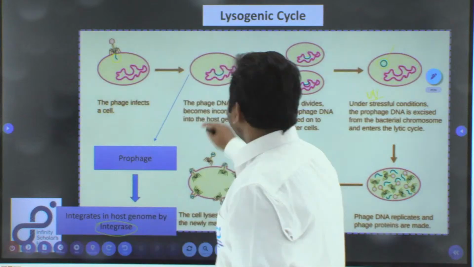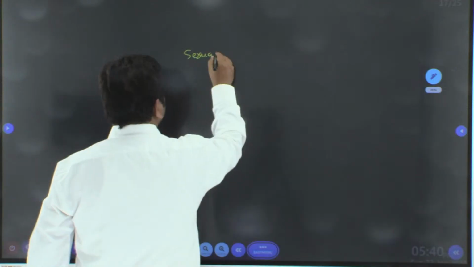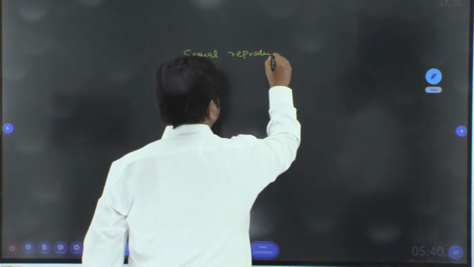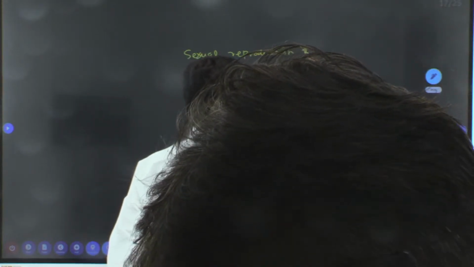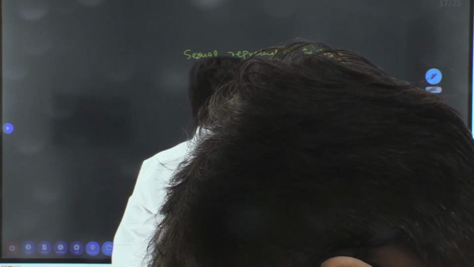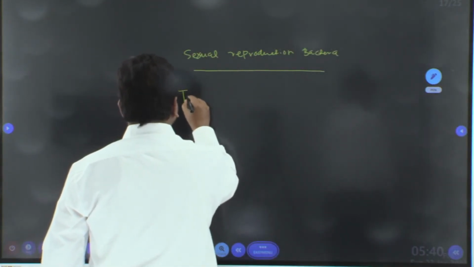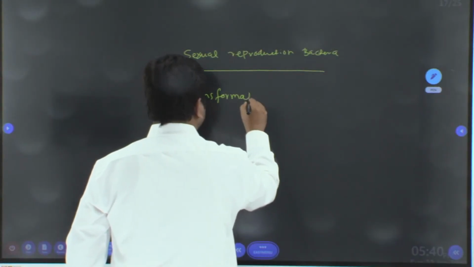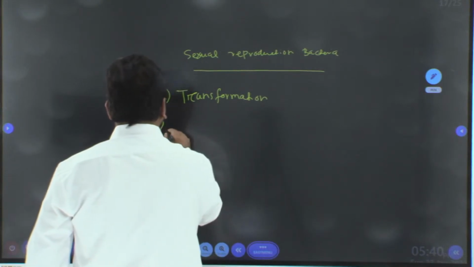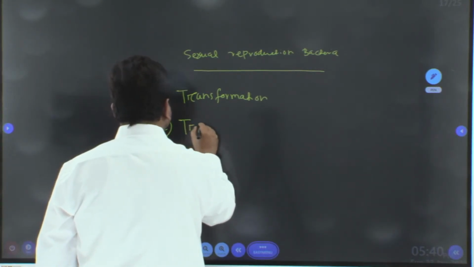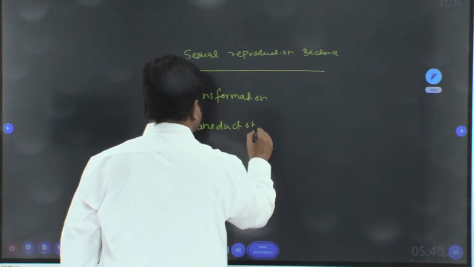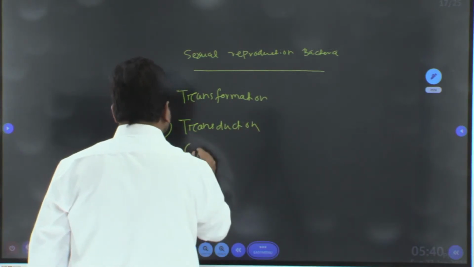Gene transfer in bacteria occurs by 3 mechanisms. One is transformation, then the second is transduction, then the third mechanism is conjugation.